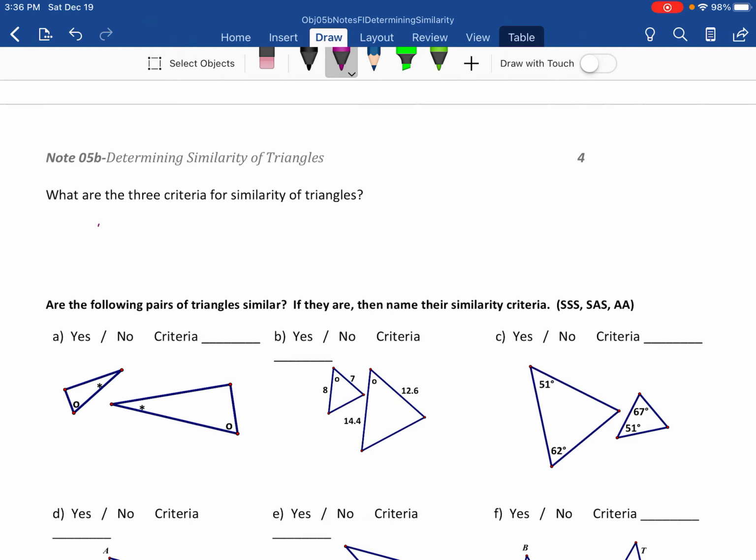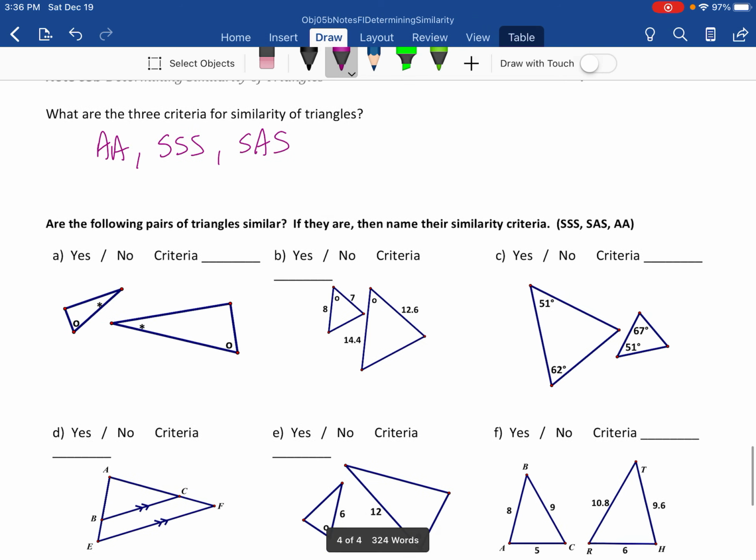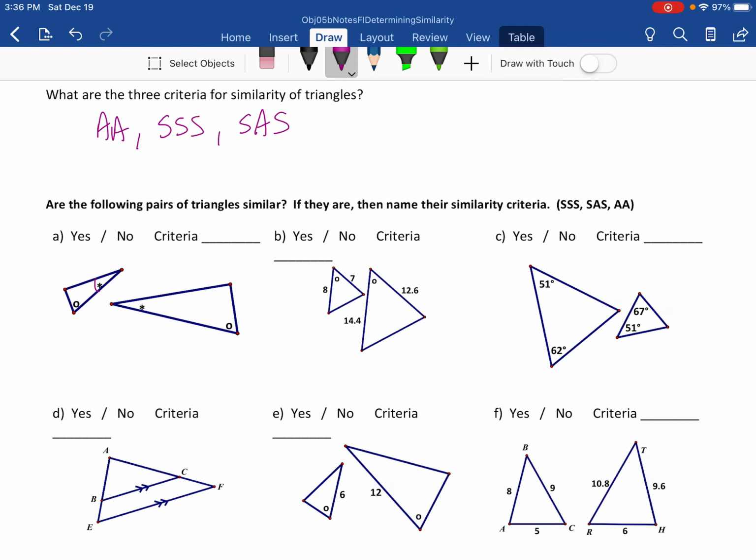So what are the 3 criteria for similarity? We have angle-angle. It's not angle-angle-angle, it's just angle-angle, even though the third angle is going to be congruent. We have side-side-side, and we have side-angle-side. So let's look at these. If you recall from the previous unit, those angles are congruent. I'm going to say yes because 2 angles of one are congruent to 2 angles of the other, and that's the first thing that I check.